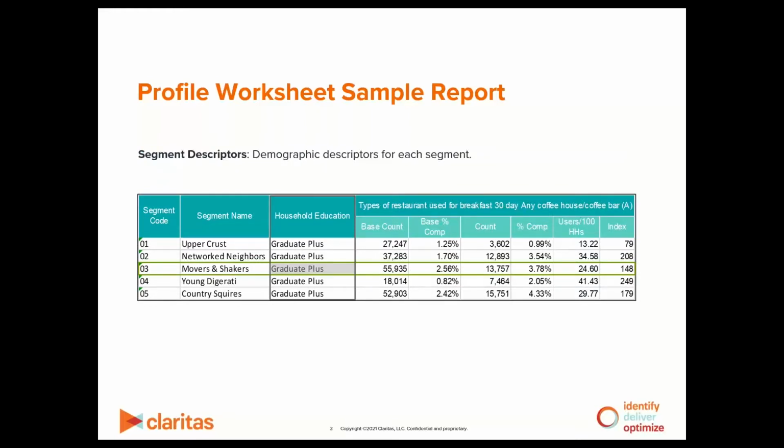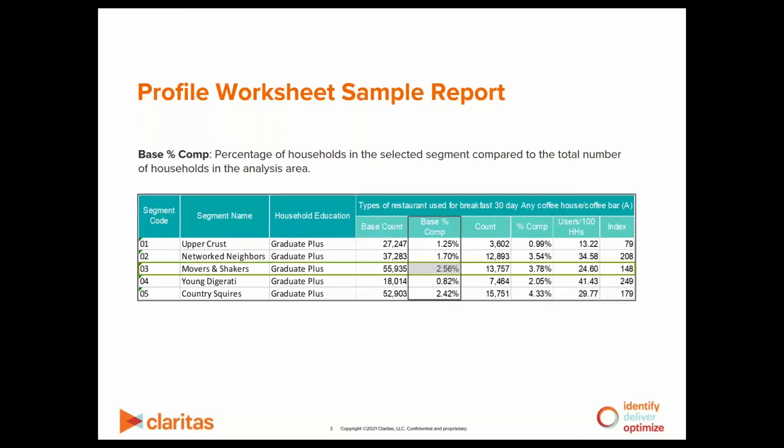Demographic descriptors for each segment can be included in the report output. In our example, we see that graduate degrees are the predominant level of education obtained within the movers and shakers households. Next is base count. This is the total number of households within the selected segment. In our example, there are 55,935 movers and shakers households in the Atlanta CBSA.